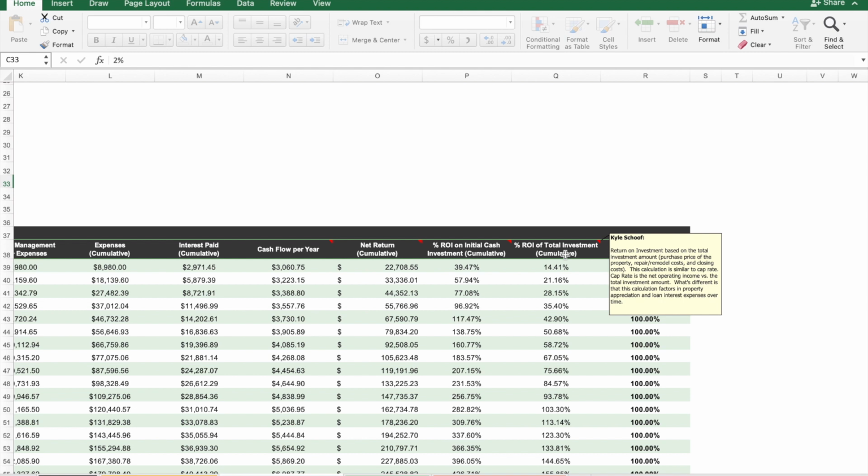Let me know what you guys think in the comments if you like this or not. I thought it was good to leave it this way. I might change it back to be pure cap rate later, but again, I like to look at it like total dollars in, total dollars out.